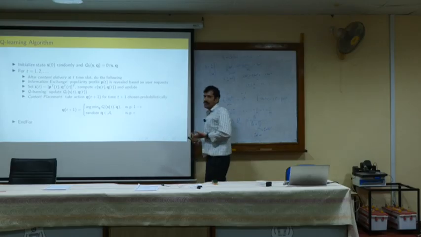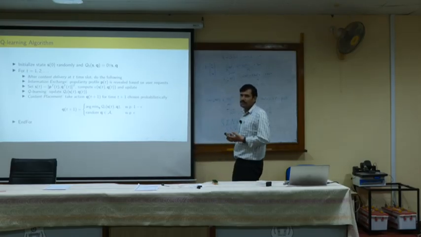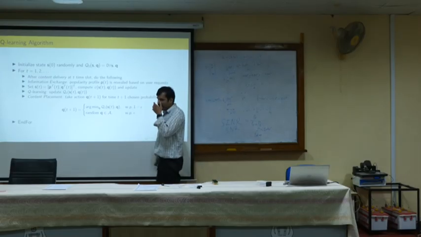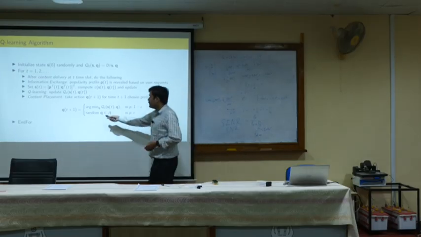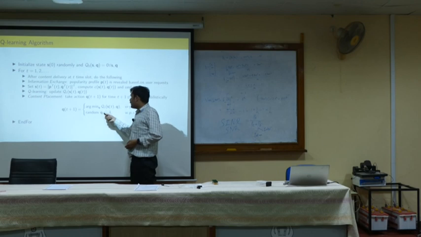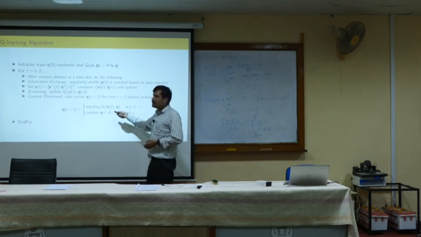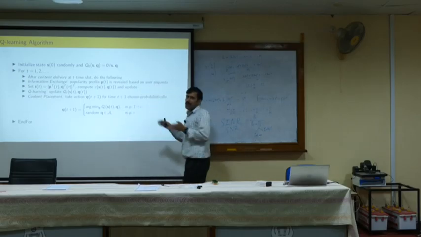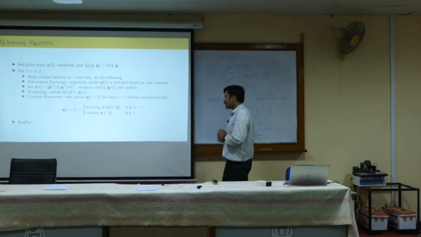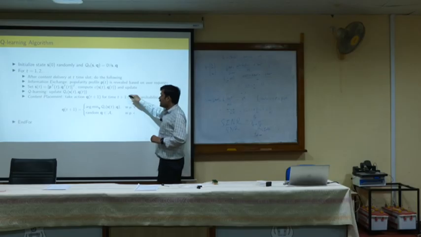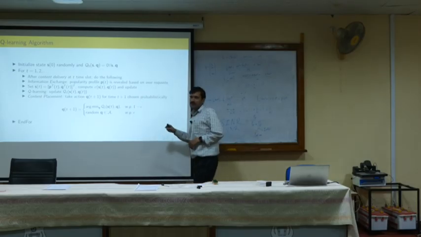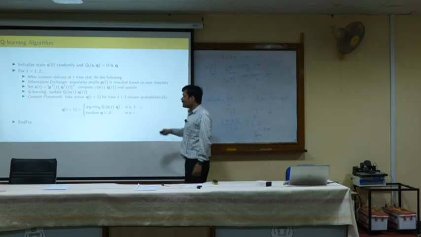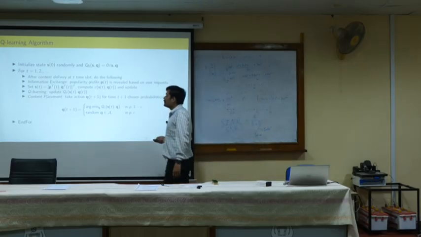For the content placement, that is the action, we will choose the epsilon greedy action. So this is the way we choose the epsilon greedy action: random means we will choose a random value for the action, or otherwise we will choose according to the Q values. So this is the way we define the epsilon greedy. We have seen this similarly for the grid problem also. And the same thing goes on.